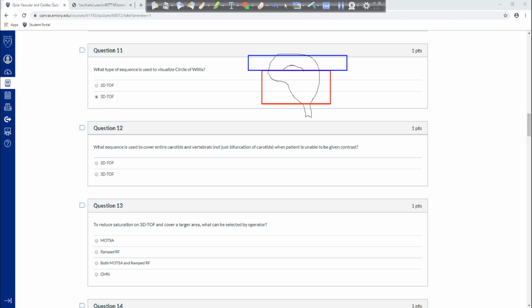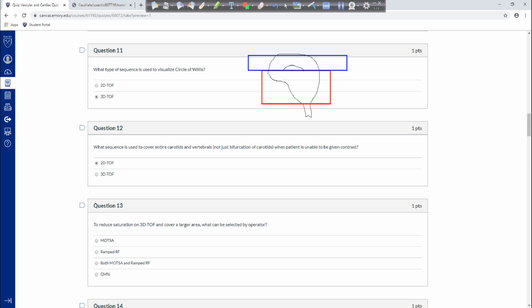All right, next one. What sequence is used to cover carotid arteries and vertebrals? 2D. And I put here not just bifurcation because the 3D covers the bifurcation of that area. A lot of times where those vessels bifurcate, or split, is where the pathology is. So sometimes if you're not able to give the patient gadolinium due to an allergy, or they're just scared about gadolinium retention, whatever it might be, sometimes they'll do a 2D of the entire carotids and then they'll do a 3D just through the bifurcation.